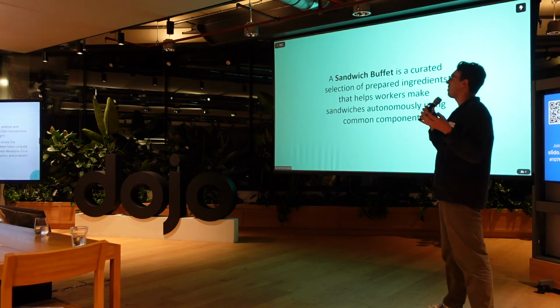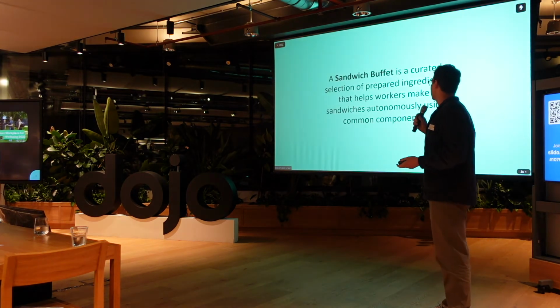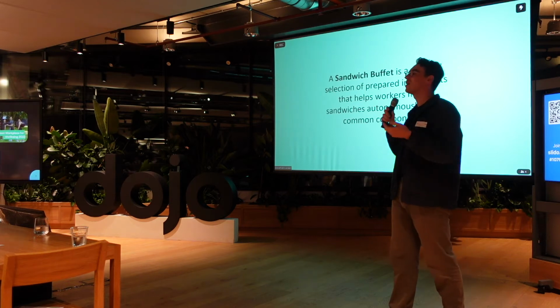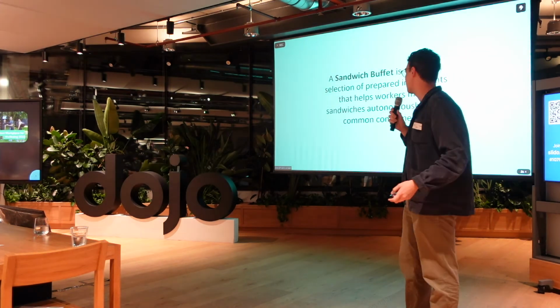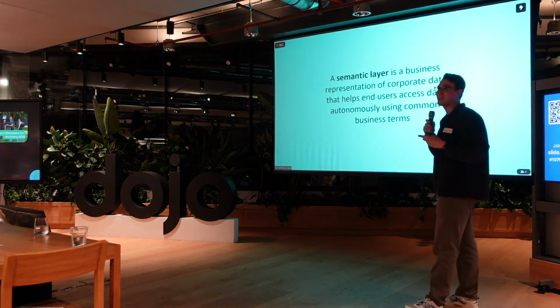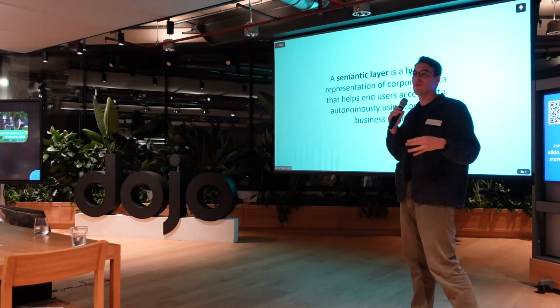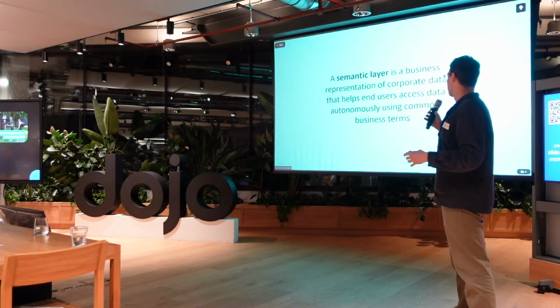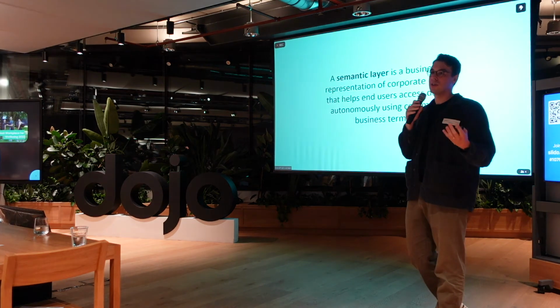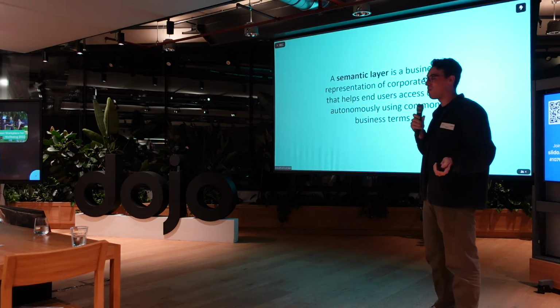So essentially, a sandwich buffet, in this example, is a curated selection of prepared ingredients that help workers make sandwiches autonomously using some common components that they understand. This is the cheesy bit. Yeah, it's like a semantic layer. So a semantic layer is a business representation of your data that uses terms your users understand, so they can autonomously access data to get a chance to do their own analysis. Probably the most long-winded comparison.